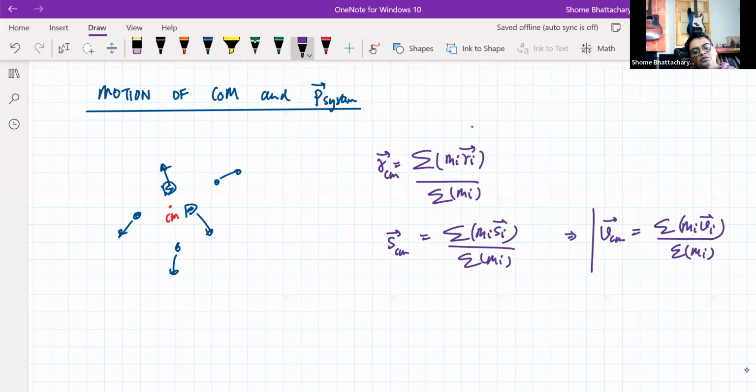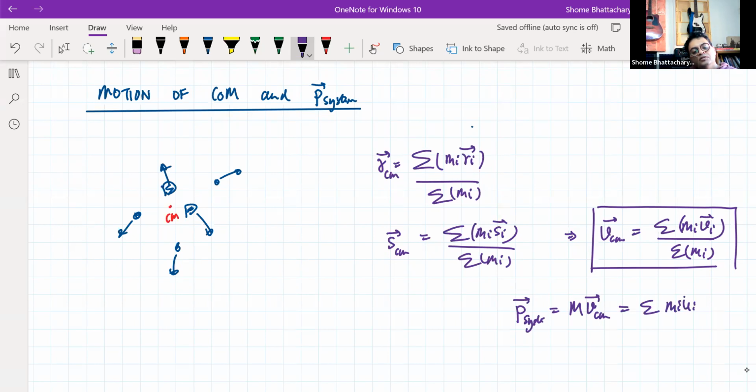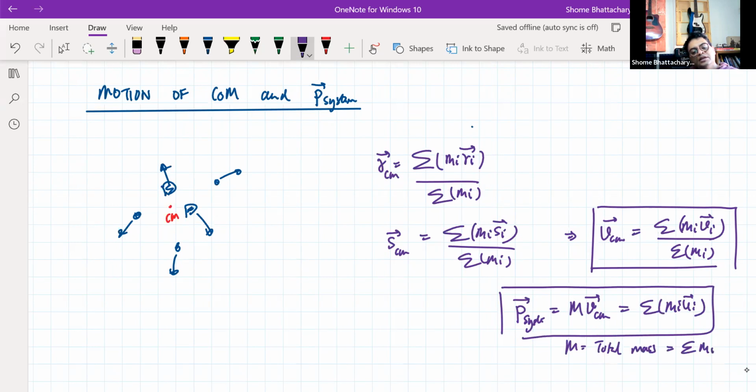So this formula also tells us about the momentum of a system. Linear momentum of a system of particles, therefore, is described as total mass into velocity of center of mass. And that also becomes the summation of mv for all the constituent particles. Here m is the total mass, or summation of mi.